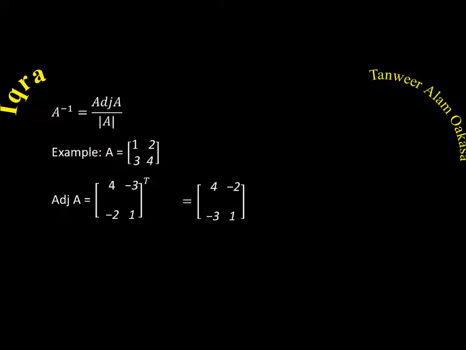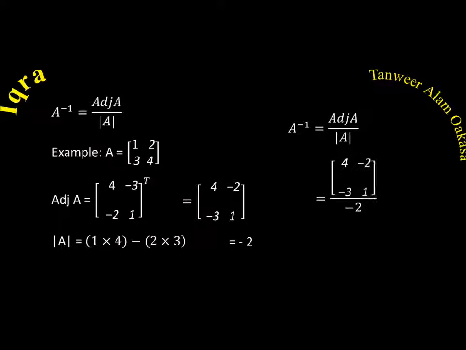Then I need to find the determinant of A. So what is the determinant of A? 1 into 4 minus 2 into 3, which is equal to minus 2. Okay. Now what will be my A inverse? Adjoint of A upon determinant of A. So I have this whole adjoint matrix and I divide by the determinant of A. This 4 upon minus 2 becomes minus 2, then this becomes 3 by 2, and 1 upon minus 2 becomes minus 1 by 2. So here I get the inverse of this matrix. This was a very easy method to find the inverse of a matrix: adjoint of A upon determinant of A.